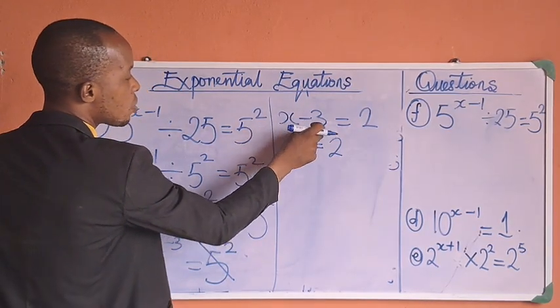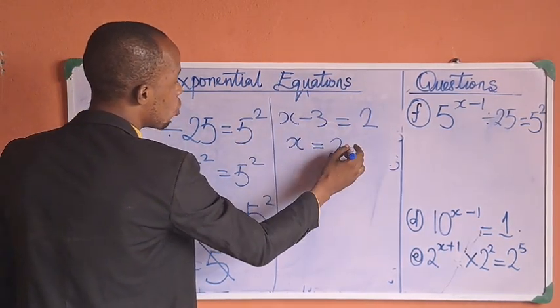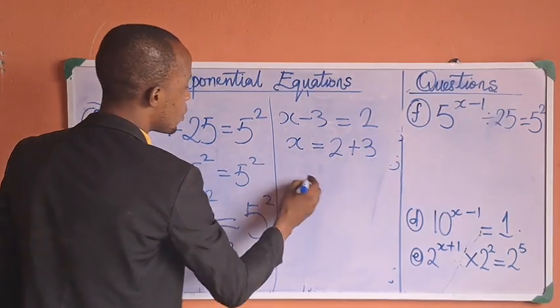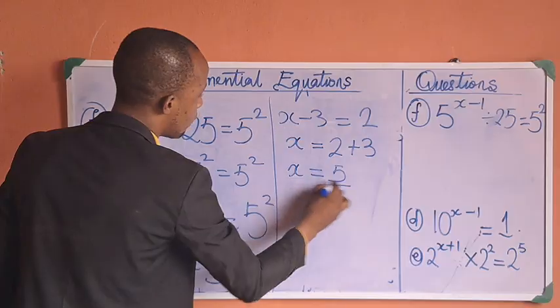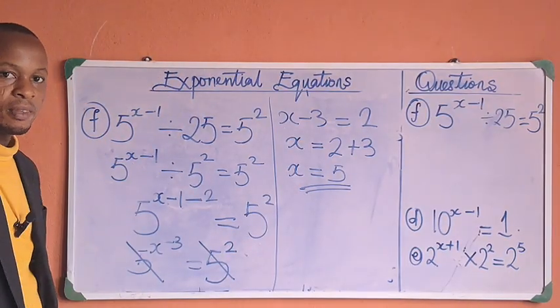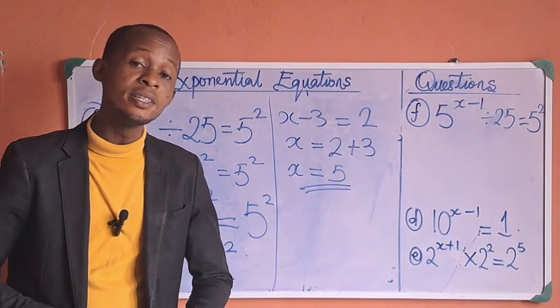Don't forget, minus 3 crossing over will change to what? Plus 3. So x equals to 2 plus 3, which is simply 5, being my final answer. And that is where I'm going to stop in this video.